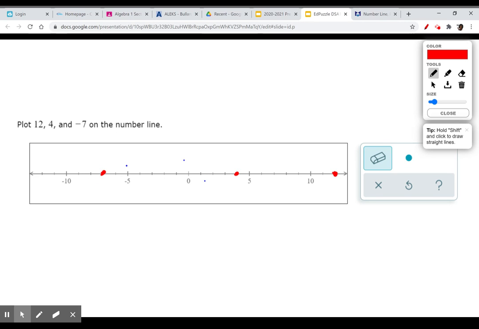Now keep in mind, I said where all of the numbers are in relation to 0. Positive 4 is 4 spaces to the right. Positive 12 is 12 spaces to the right. And -7 is 7 spaces to the left.